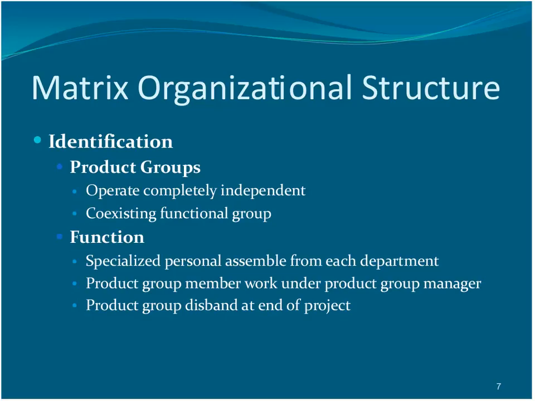In the matrix organizational structure, specialized personnel are assembled from each department. It means there are product groups, and the members of these product groups are collected from different departments in the organization, like engineers, finance and many other employees. Product group members work under a product group manager. There is a dedicated product group manager for each product group. Product groups disband at the end of projects. It means once the project is finished, the product group members go back to their functional areas and work under their functional department.